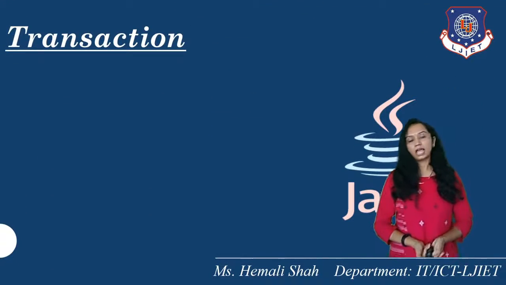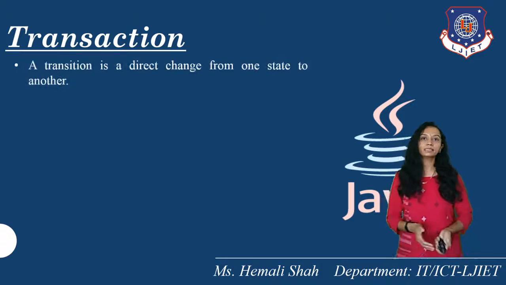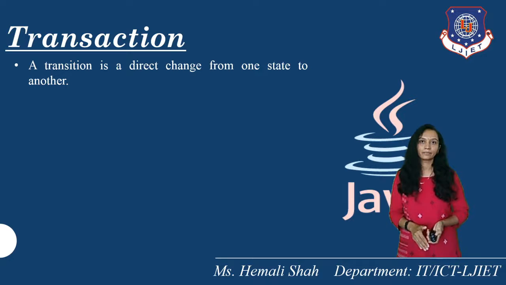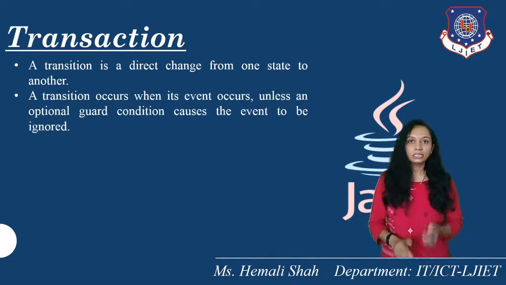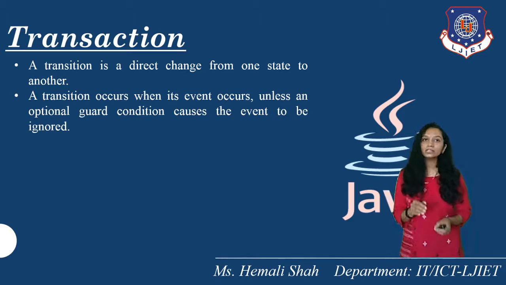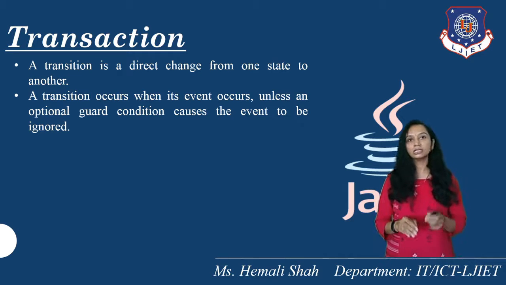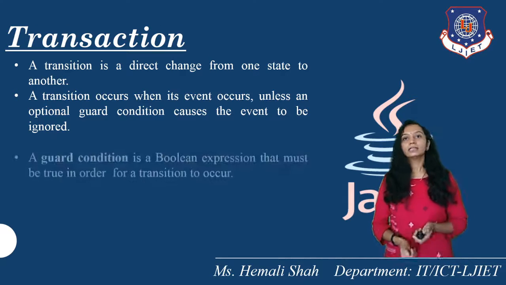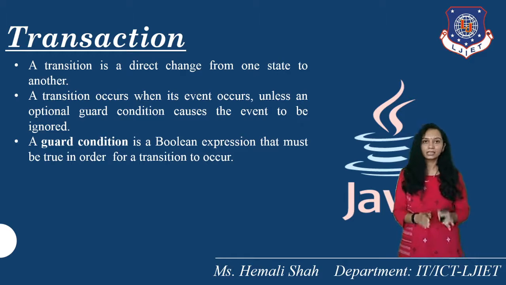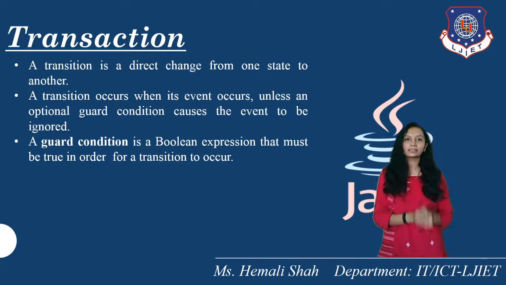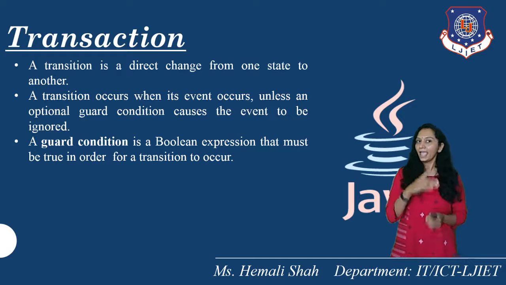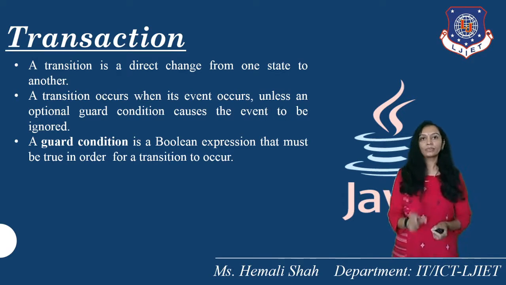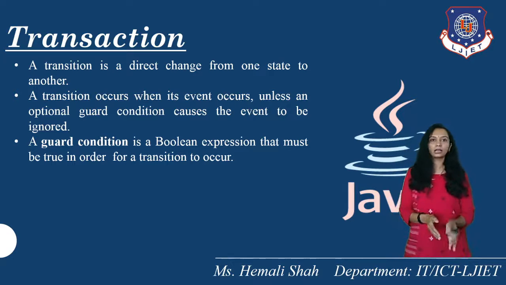Now what is the transaction? A transaction is basically a direct change from one state to another state of one object. A transaction occurs when its event occurs, unless an optional guard condition causes the event to be ignored, right? Now what is a guard condition? It is basically a Boolean expression that we write on the arrow of a transaction, and this expression must be true in order for the transaction to occur.